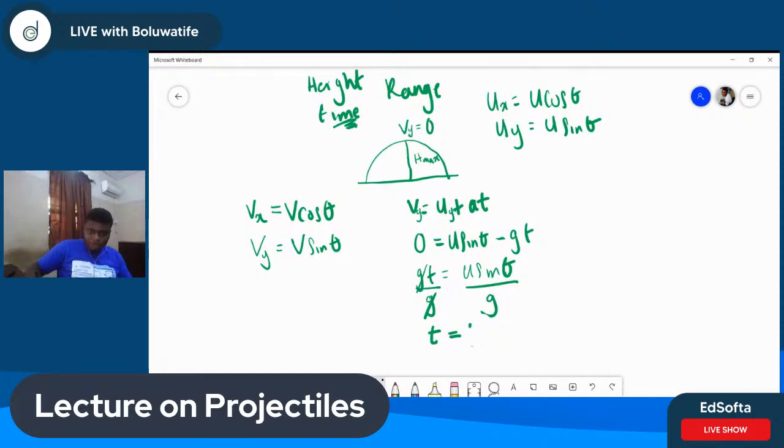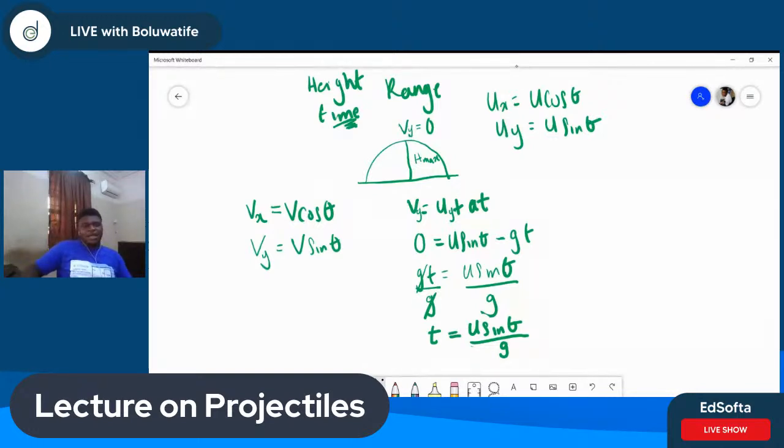So I have u sine theta over g. Okay, u sine theta over g. Now that's the time it takes to reach what? The maximum height. But I wanted to know the total time of travel.